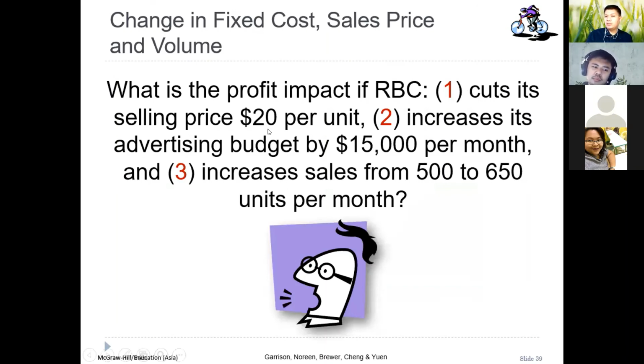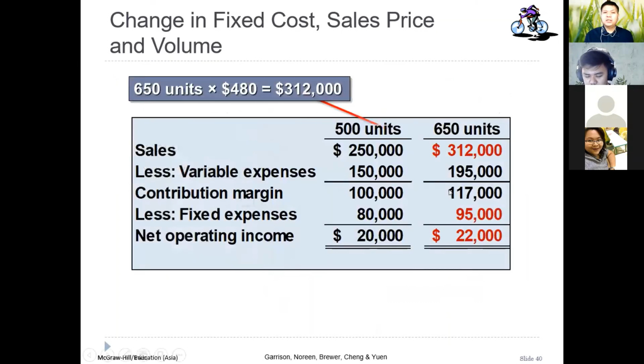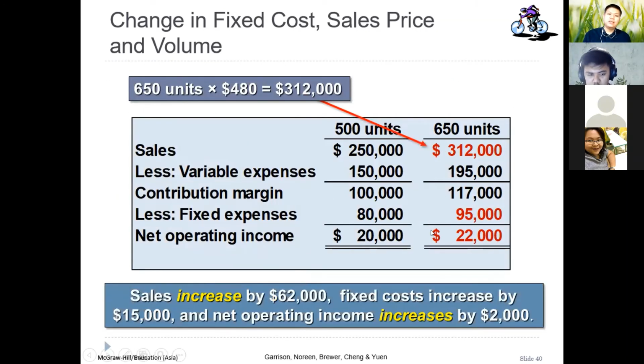Okay, another one. What is the profit impact if RBC cuts its selling price? So from 500, reduce it by 20, it now becomes what? 480. Increases its advertising budget by 15,000. So from 80, it becomes what? 95,000. And the effect is increasing sales from 500 to 650. Ayan. So 3 changes. See what happens. And your net operating income is now 22,000. Let's not discuss this in detail. It's easy to understand. All right.